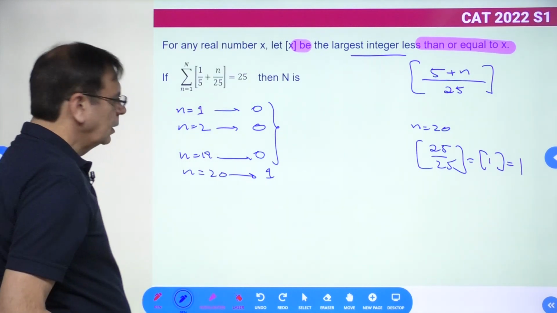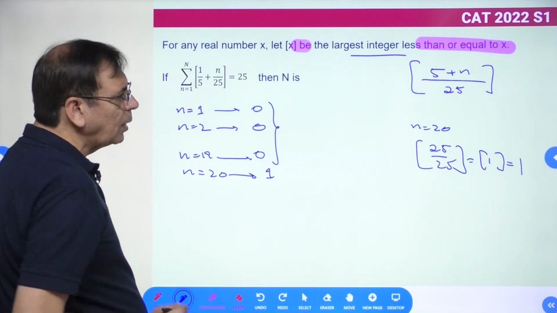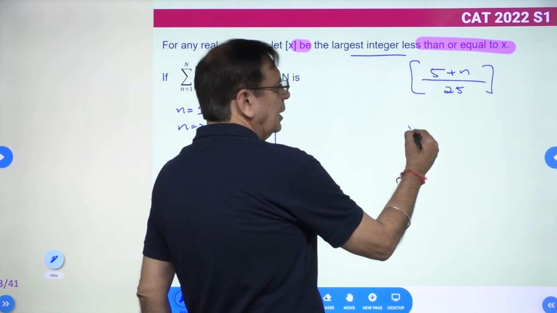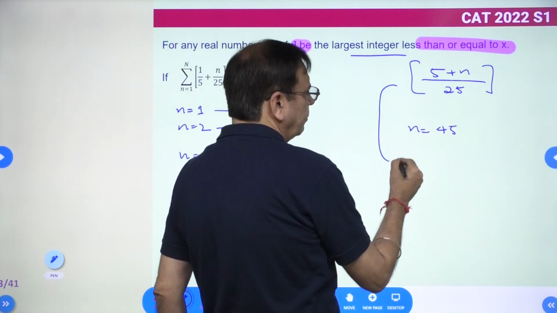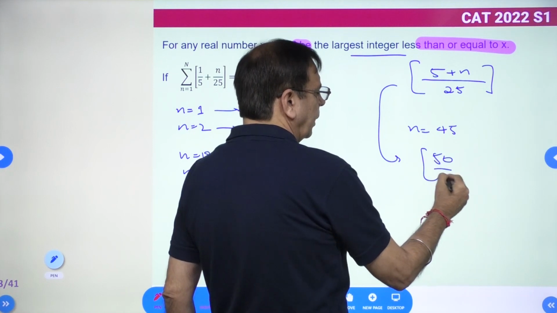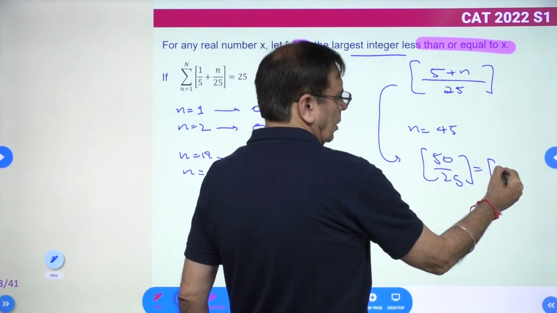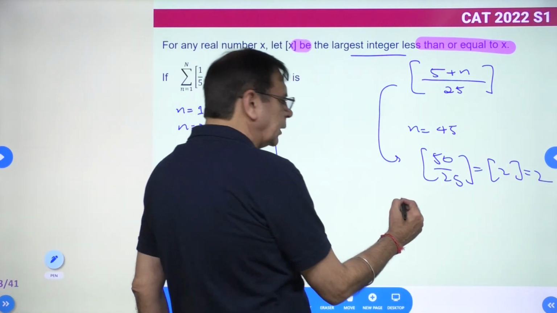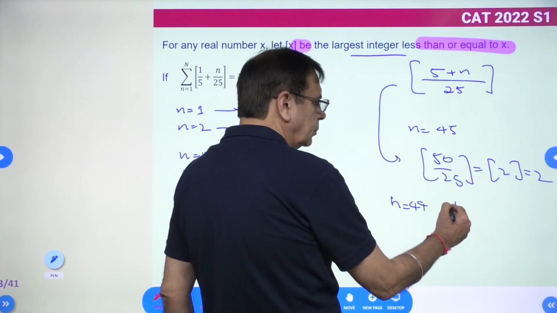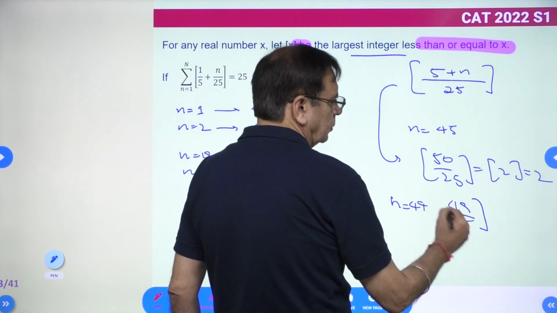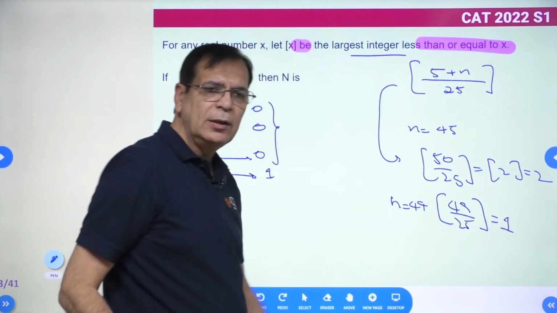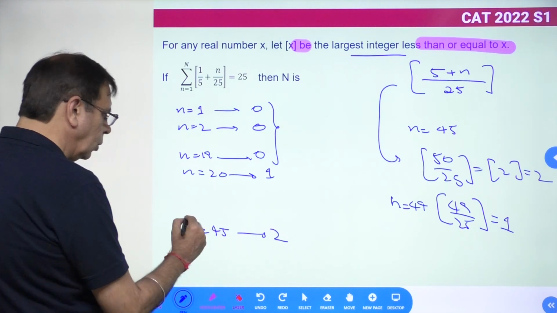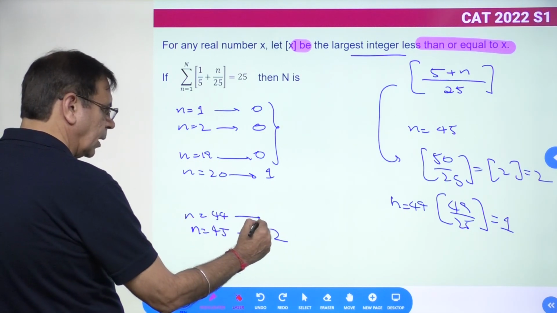Let's move ahead. Now till when is it going to be 1? Or when will it be 2? When will this expression be equal to 2? If n is equal to 45, what does this become? This becomes 50 upon 25. The smallest value will be this, because if n is 44, what will happen at 44? This will be 1 because this is less than 2. So I can say at n equal to 45, this becomes equal to 2. At n equal to 44, this becomes equal to 1.